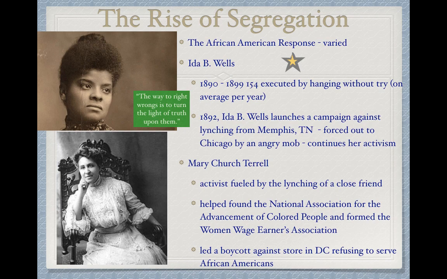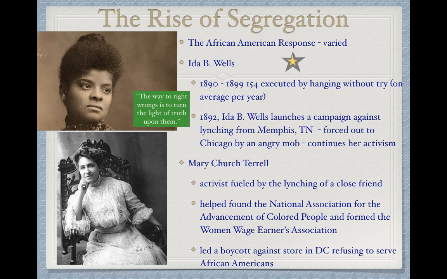Lynching is something that becomes incredibly widespread in the South. From 1890 to 1899, 154 are executed by hanging without trial, that should say, on average per year, not total, on average per year. And Ida B. Wells is committed to exposing that violence.